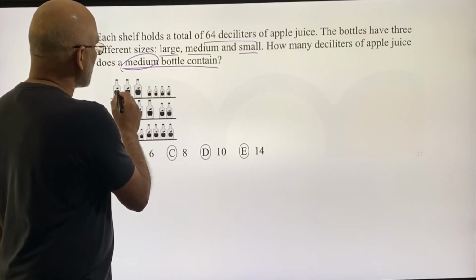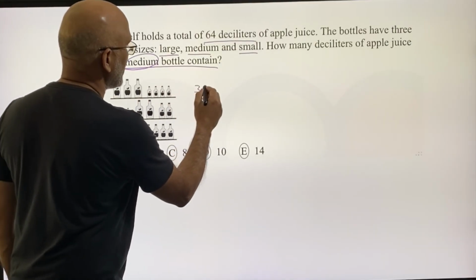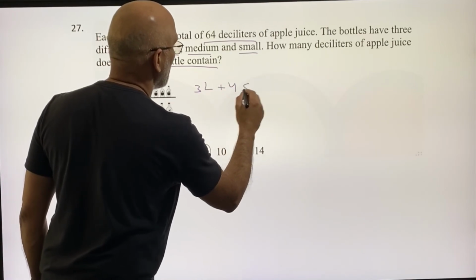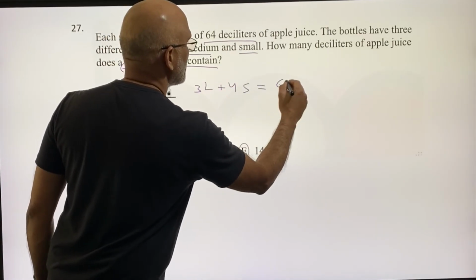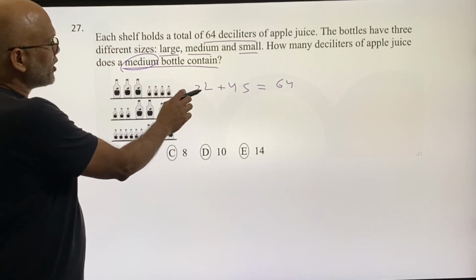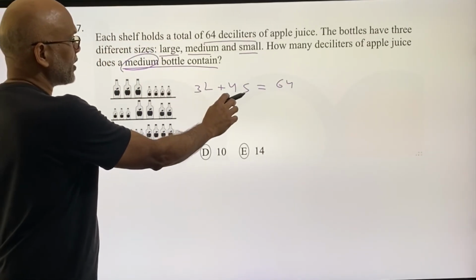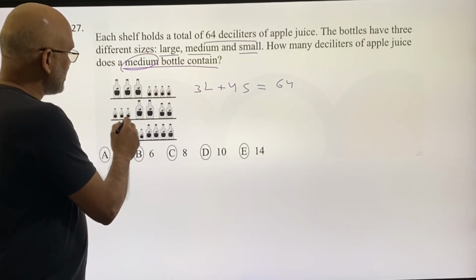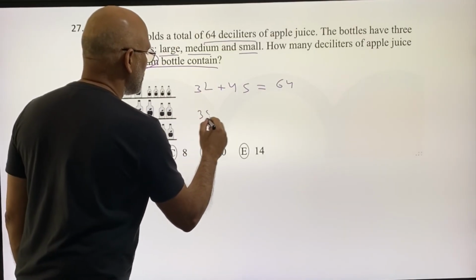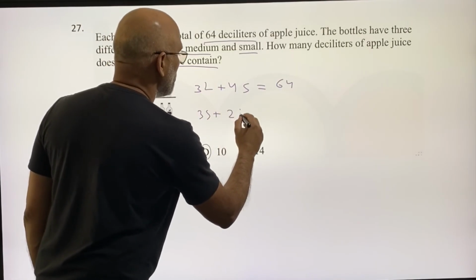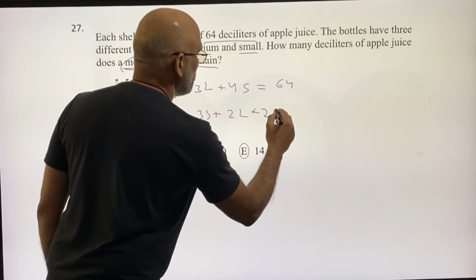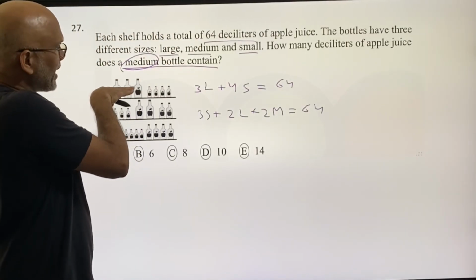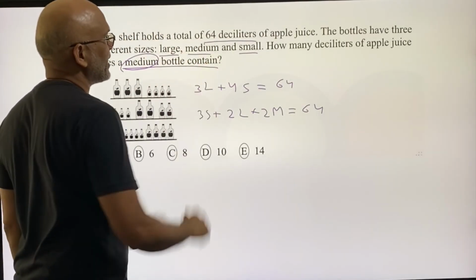So let me write the equation for this. There are 3 large, 3L, plus 4 small, and this is equal to 64. So for large, I'm denoting as L. For small, I'm denoting as S. And for medium, I'll denote it as M. So this one then is 3 small plus 2 large plus 2 medium is same 64 because each shelf contains a total of 64 deciliters.